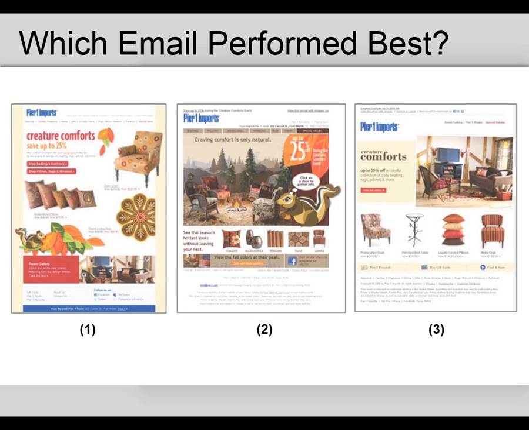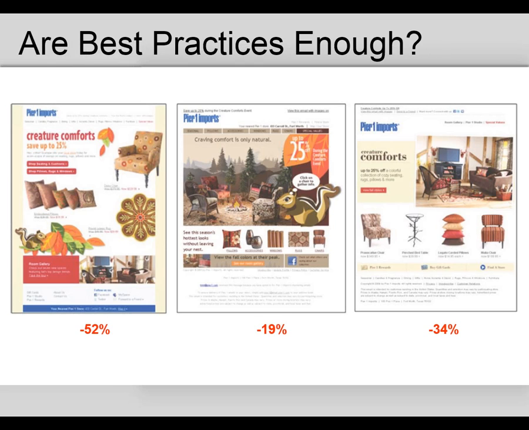Each of these 3 emails was tested against each other, and what we found is that all of them underperform when compared to the control. So whoever voted for number 2, congratulations, you picked the best of the worst. It generated a negative 19% increase in click-through rate. Those who voted for number 3, it generated a negative 34% increase in click-through rate. So congratulations, that's the second best of the worst. And whoever voted for number 1, it was the worst performing compared to the control.